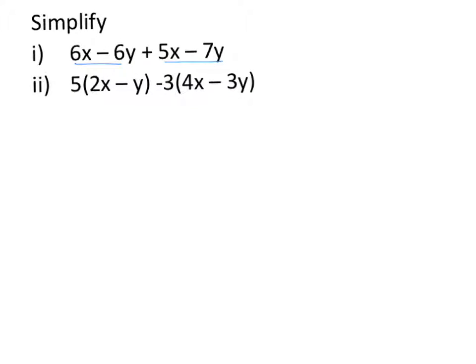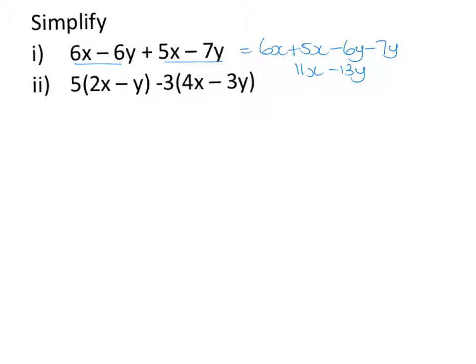Okay, so for this question we want to simplify. We cannot add potatoes and torchlights, so we'll put 6x plus 5x. Remember, every time we move a number, we move it with its sign. It is attached to its sign, minus 6y minus 7y. So we get 11x minus 13y, and we cannot add potatoes and torchlights.